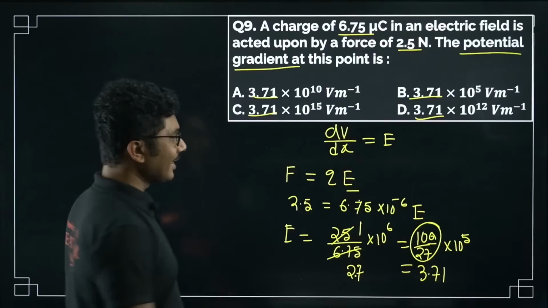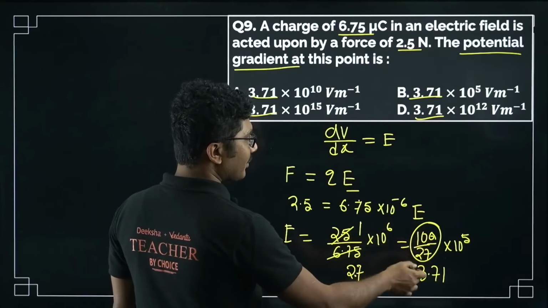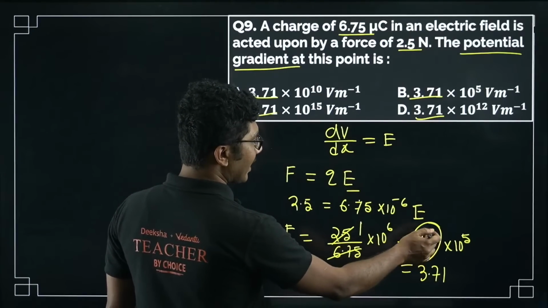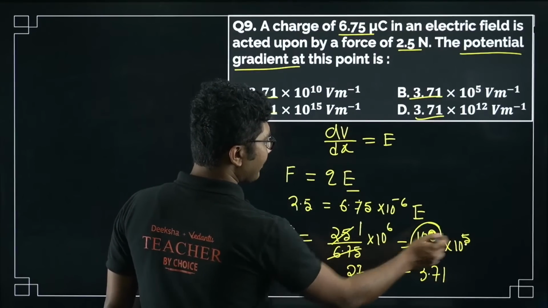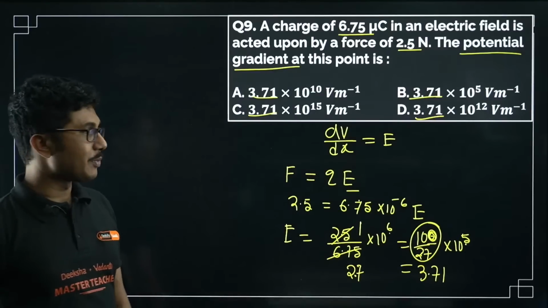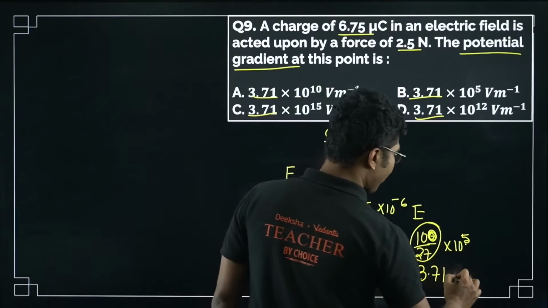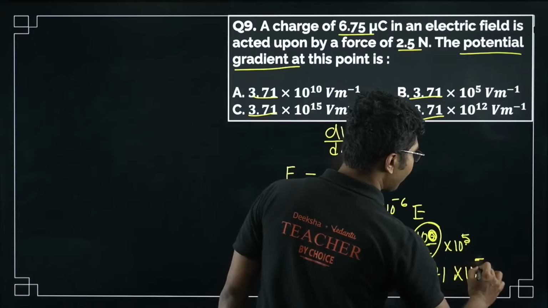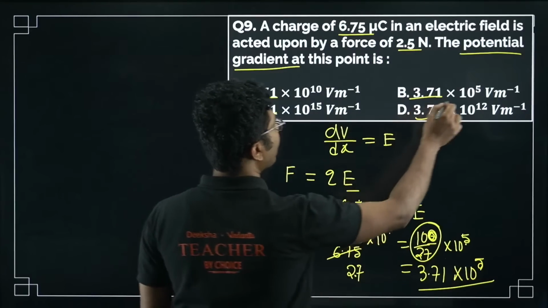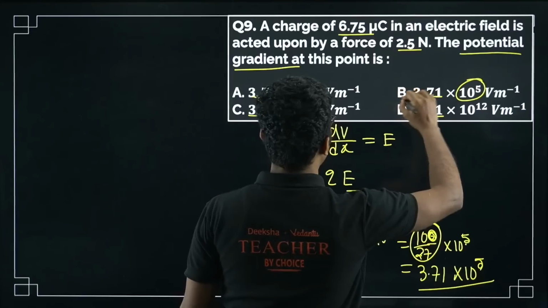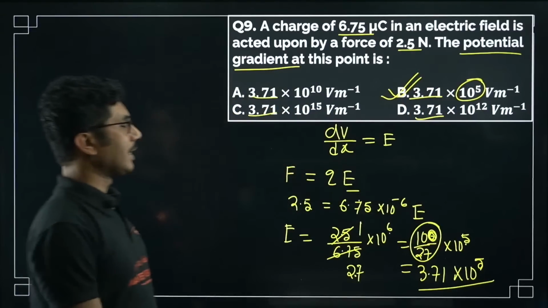What I have done, I have removed the decimal from the below, and also I have added one extra 0. I have borrowed that from 10 to the power of 6. So the answer will be 3.71 into 10 to the power of 5. The question is only about what is the correct 10 to the power. So obviously the correct 10 to the power is 10 to the power of 5.